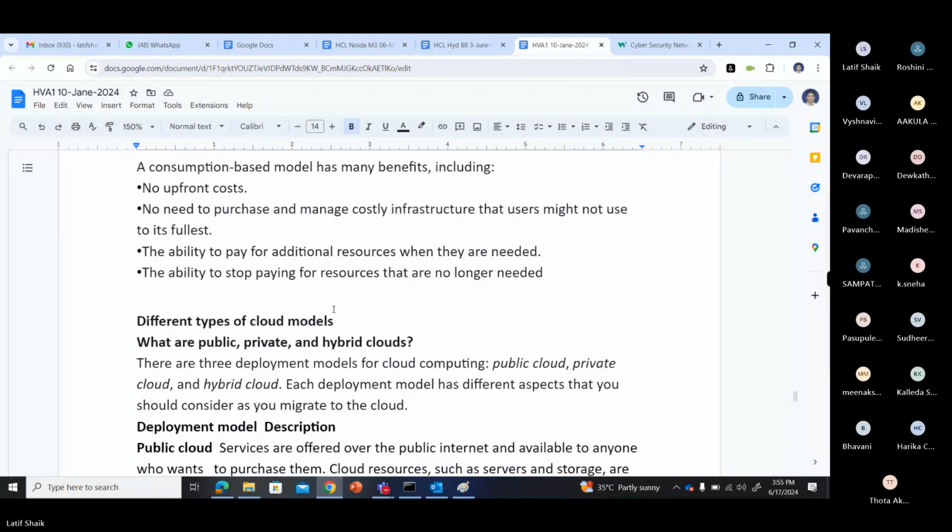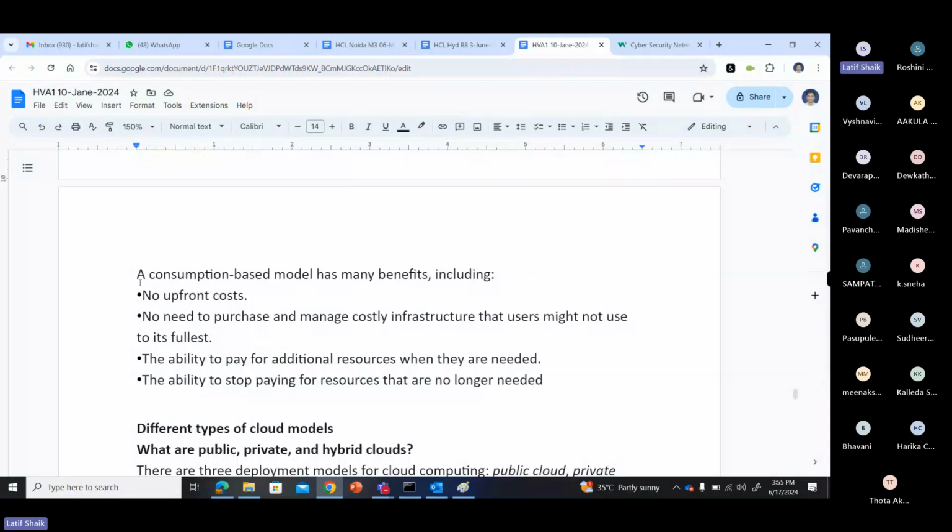Okay. So these are the other points, like no upfront cost, which means no capital expenditure, no need to purchase and manage costly infrastructure that the user might not use. Ability to pay for additional resources when they are needed. Ability to stop paying when they are not. So I can pay whenever I want, I can use it, and stop using it once I no longer require it.